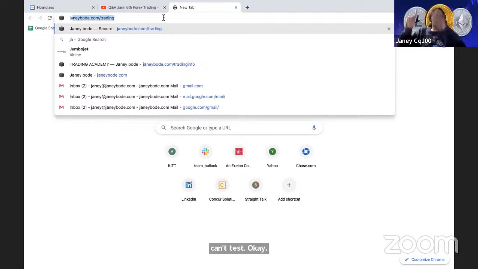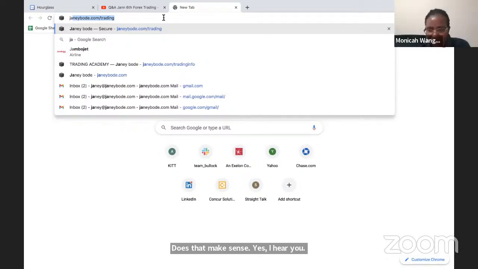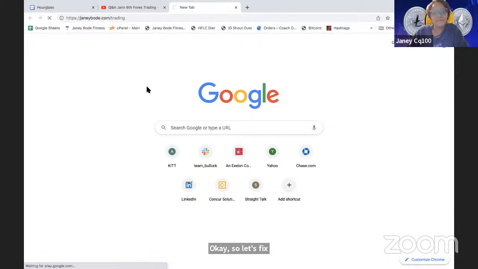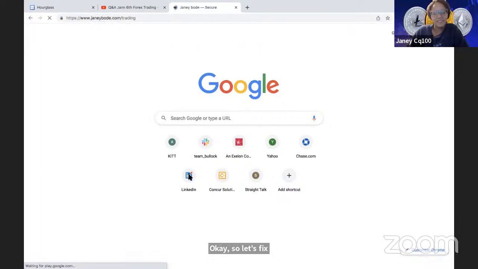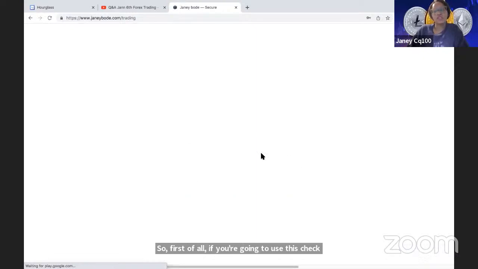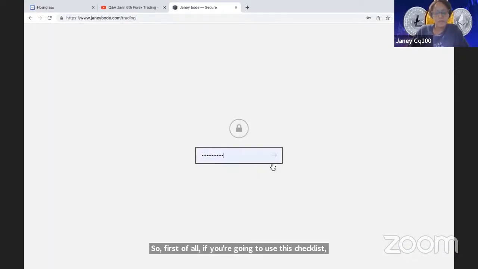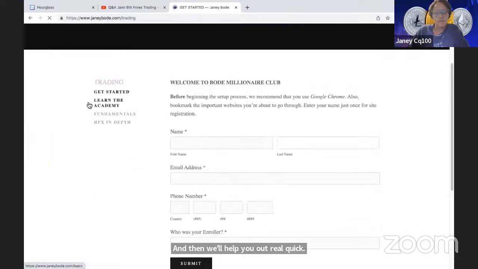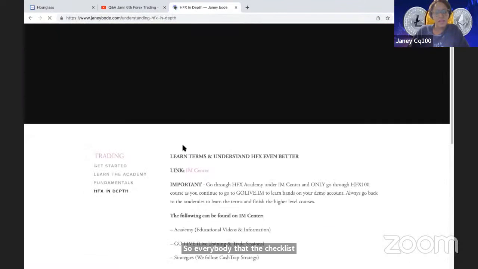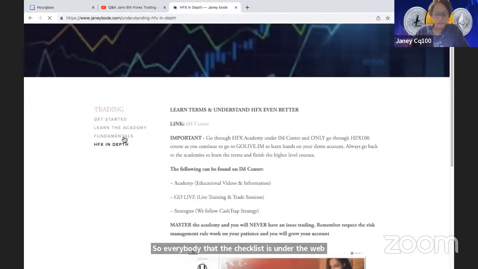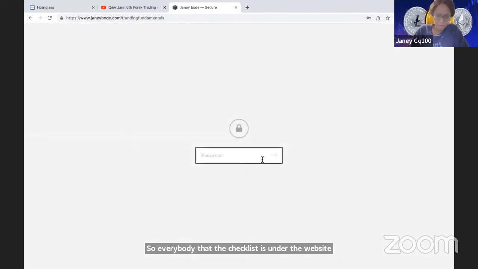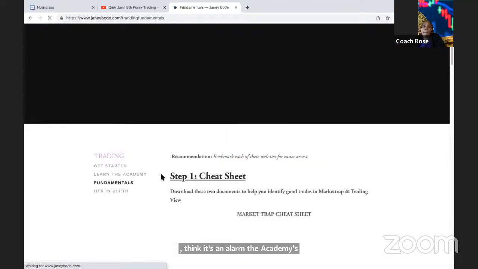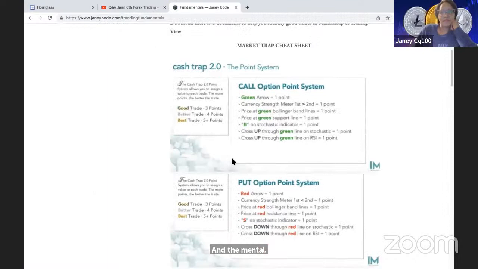Yes, I hear you. In the checklist, which is good, perfect. Yes, in the wrong graph. Okay, so let's fix that real quick here. First of all, if you're gonna use this checklist, you need to use market trap. And then we'll help you out real quick. So everybody, the checklist is under the website jannybody.com. I think it's under Learn the Academies. Is it under fundamentals? Oh, you found fundamentals. Yeah, it's under fundamentals.